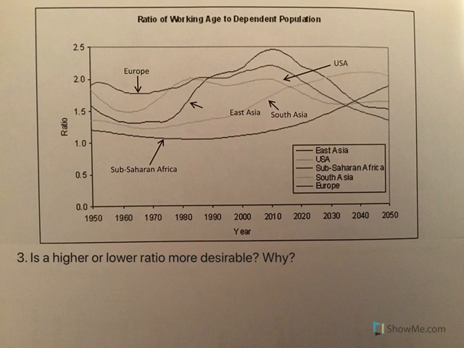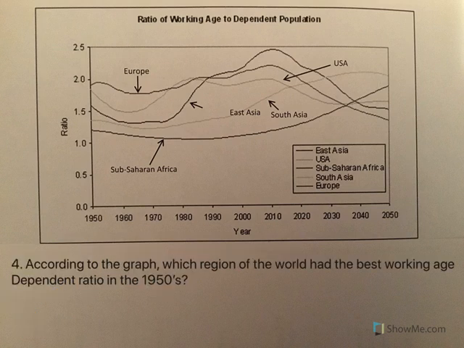Is a higher or lower ratio more desirable? Well, when we're talking about inverse, we want higher because the top number, the numerator, represents the workers. Remember, in dependency ratios, we want low because low means that we have more workers than dependents. Well, now that our workers are in the numerator, now we want a high number because a high number represents that we have more workers than dependents, and that's what we want.